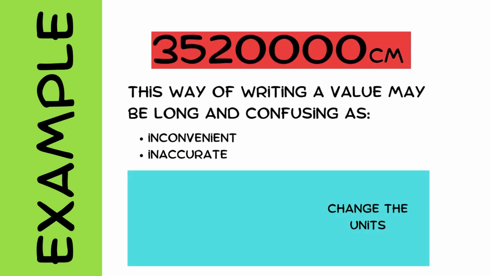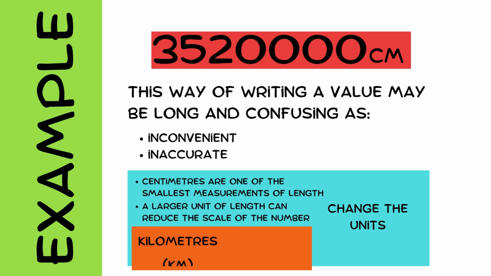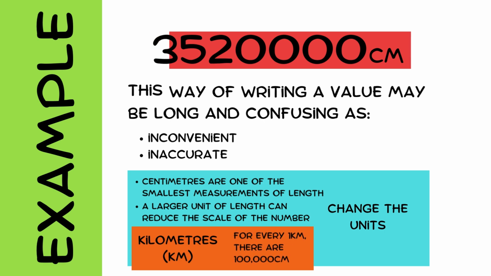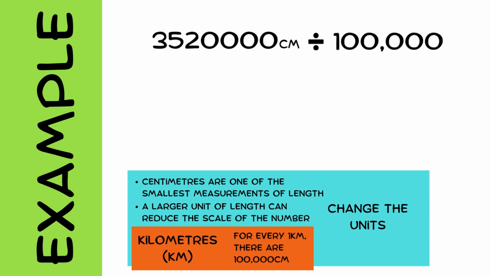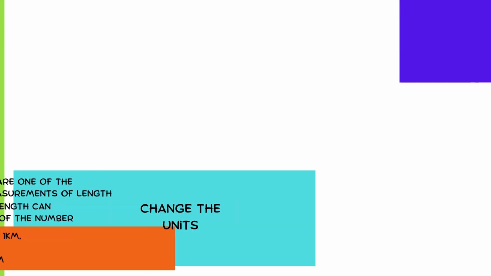The second solution requires us to change the units used in the value. As we already know, a centimeter is a very small measurement of length. Therefore, we need to find a larger measurement to show a reasonable scale, like kilometers. For every 1 kilometer, there are 100,000 centimeters. So we divide this number by 100,000, giving us 3.52 kilometers.